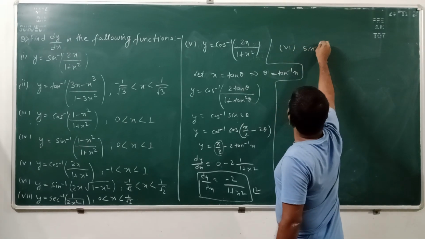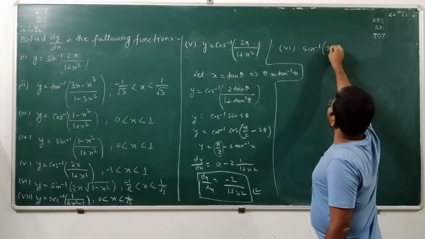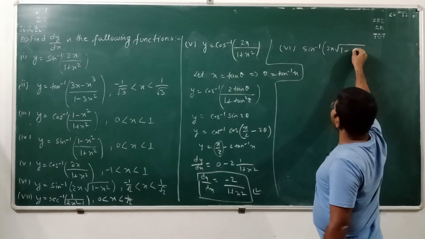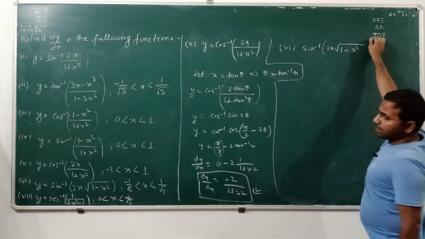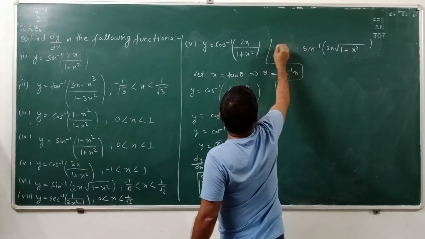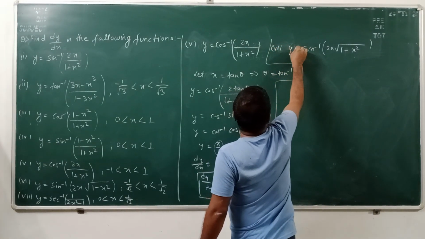Sin inverse bracket 2x square root of 1 minus x square. Sorry, here y is equal to... the sixth one. Y is equal to, okay.